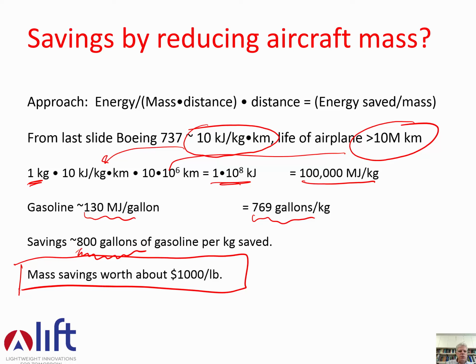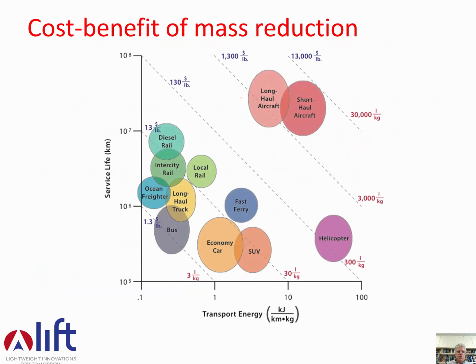And so we can see the two important things in this: the rate at which energy is burned, and the life expectancy of the vehicle in terms of distance. This is a little bit of a complicated graph, but for each of these things I have the transport energy that I get from Ashby's book, on a logarithmic scale here. And I have a service life here, and I can put different things on here.